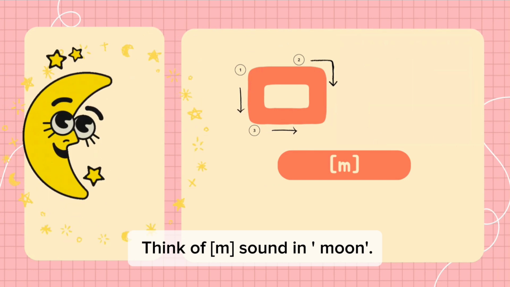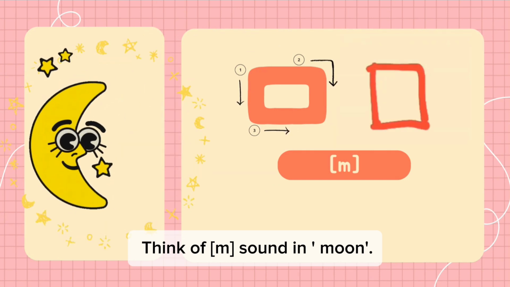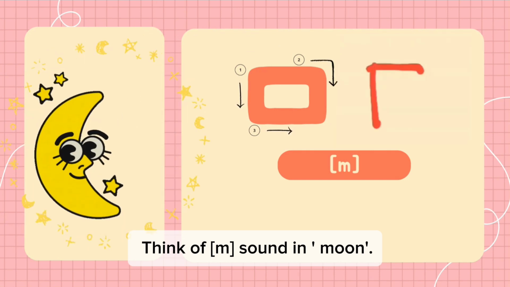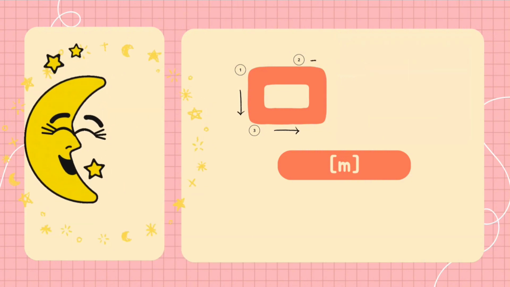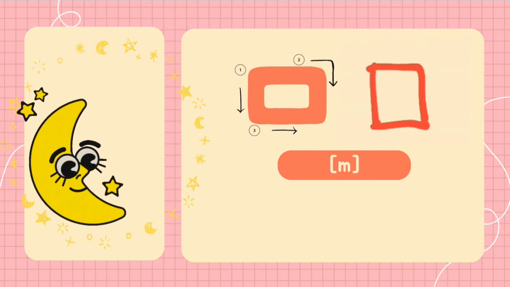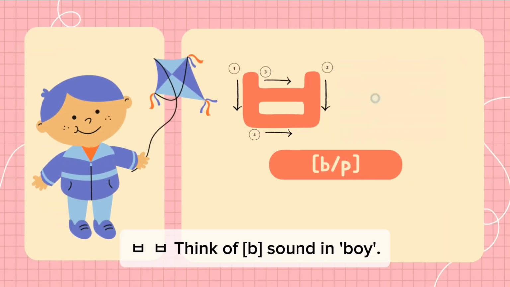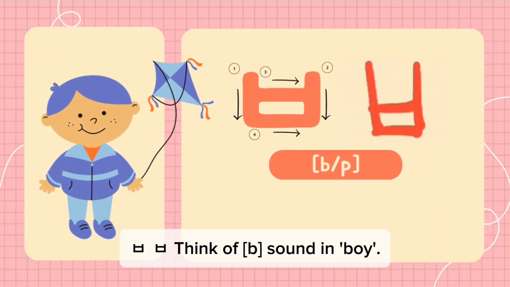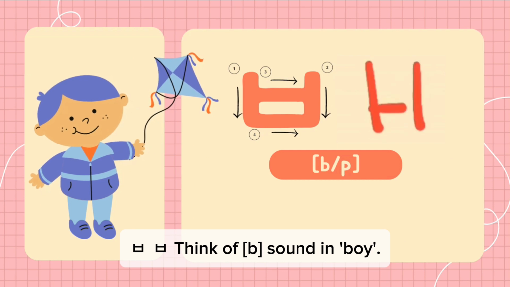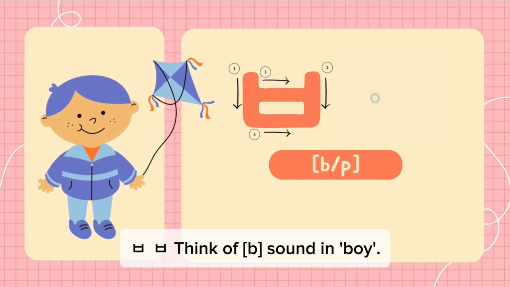Mu. Think of mu sounding. Moon. Bu. Think of bu sounding. Boy.